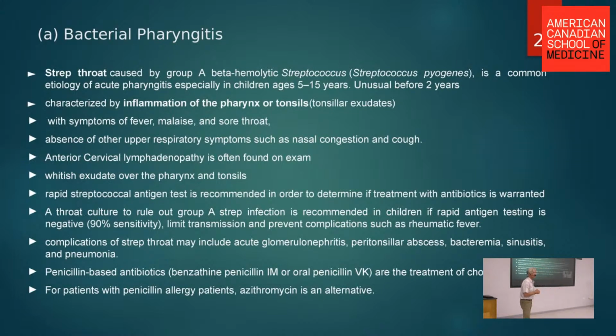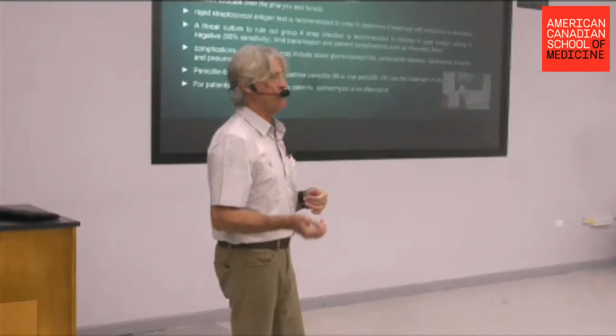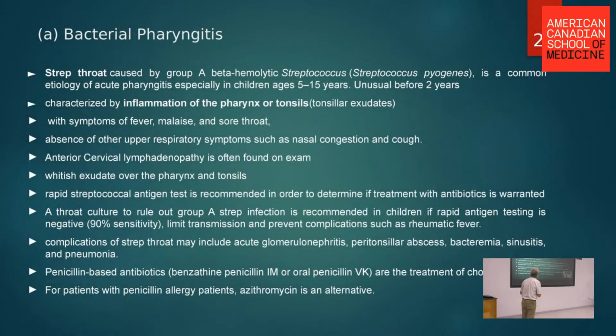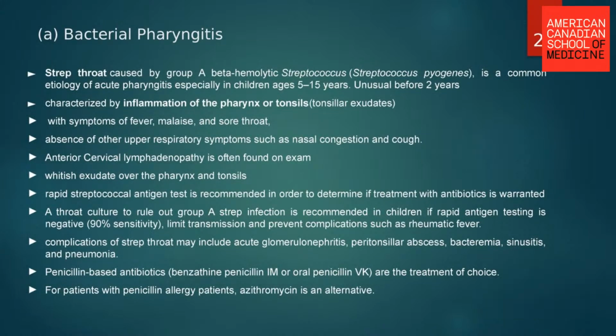And sometimes clinically, even with a negative quick strep, I'll initiate treatment and then we send that swab for a formal full culture, about 90% sensitivity we talked about. Complications of untreated streptococcal pharyngitis: acute glomerulonephritis, peritonsillar abscess, bacteremia, possibly seeding a synovial joint, sinusitis and pneumonia.